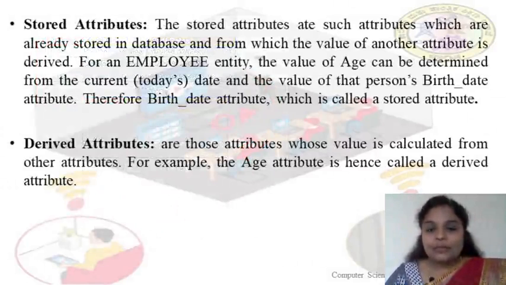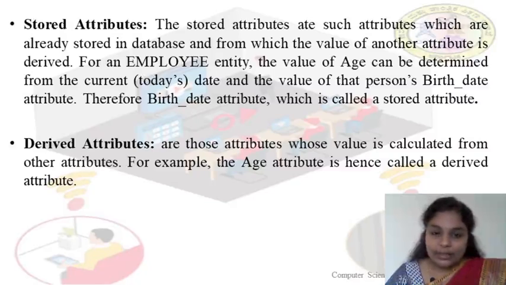Let me repeat. Stored attributes are those attributes which are already stored in the database, and from which the value of another attribute is derived. We are calculating age by using what? Date of birth. That's why the date of birth is called a stored attribute. For an employee entity, the value of the age can be determined from the current date and the person's birth date. Therefore, the birth date attribute is called a stored attribute, and age is the derived attribute.